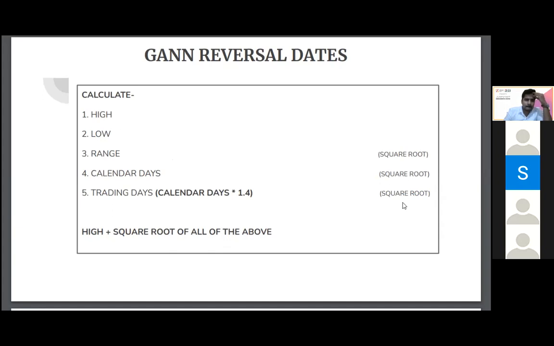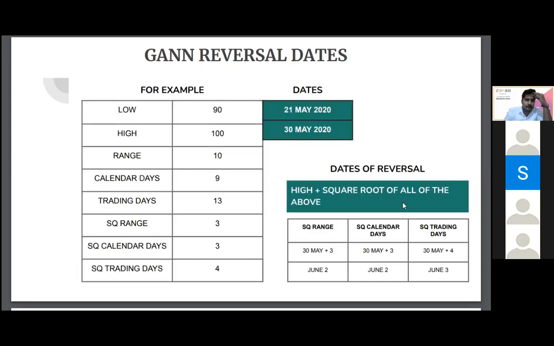Now, I'll give an example here to show how this formula works. Say, for example, the low occurred on 21st May 2020. It was 90. High was 100, which occurred on 30th May. Range is 10, high minus low. Calendar days are 9, which is 30 minus 21st May. Trading days is 9 into 1.4, approximately 13. And then the square roots are also approximate, so 3, 3, and 4.